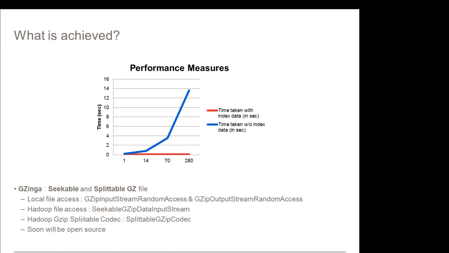We are also using this concept to provide the splittable GZIP codec. Currently, GZIP files are not splittable in Hadoop, right? So if you want to split a GZIP file, how can you do that? As we are going to write multiple headers inside the GZIP file, you can break whenever a new header starts. That is what we have done. We are going to expose it as a splittable GZIP codec, and you will be able to split the GZIP file. It will be open source soon, maybe in the coming month.